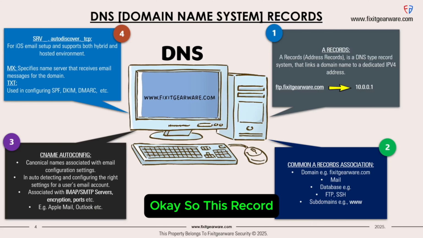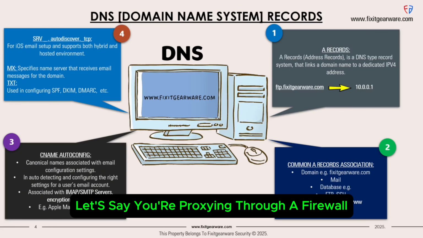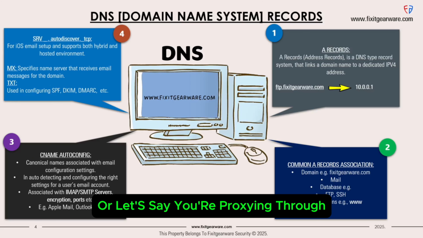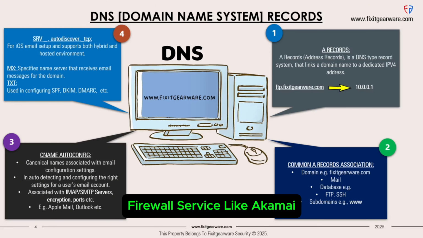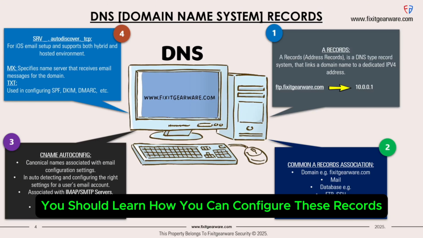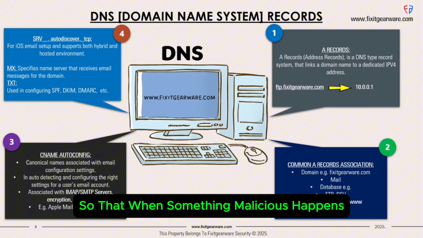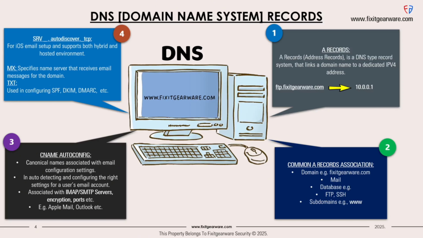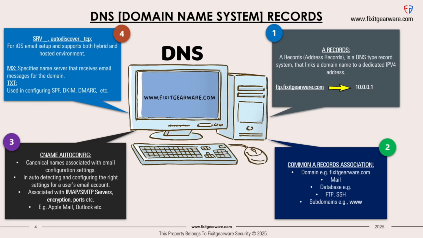Okay, so these records, you also have to learn how to configure them on the server side. Let's say you're proxying through a firewall, or through a third-party firewall service like Akamai. You should learn how you can configure these records and specify them so that when something malicious happens associated with your domain, the SPF and DKIM would always come to your rescue.